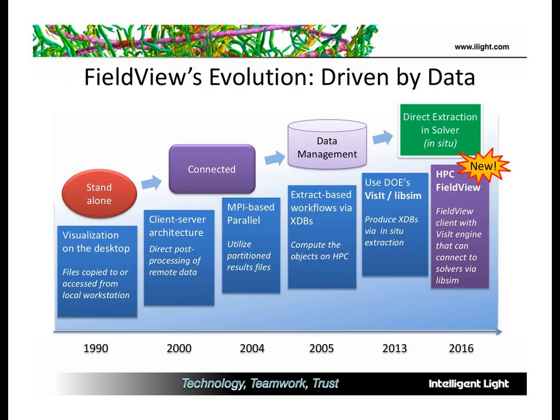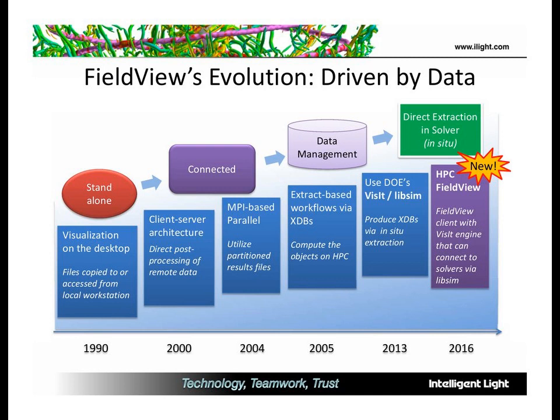FieldView's evolution has always been driven by data. Since 1990, when we first released it, we were looking at standalone visualization. Then people started to use more remote compute resources and parallel resources, so we had client server and MPI parallel connected. Client server does part of your processing on one end and part locally, but it was tightly coupled, tightly connected. Then we realized that you can't stay connected for these long sessions, and files and transient cases are becoming bigger. So we started to get involved more with data management and, of course, XDBs.